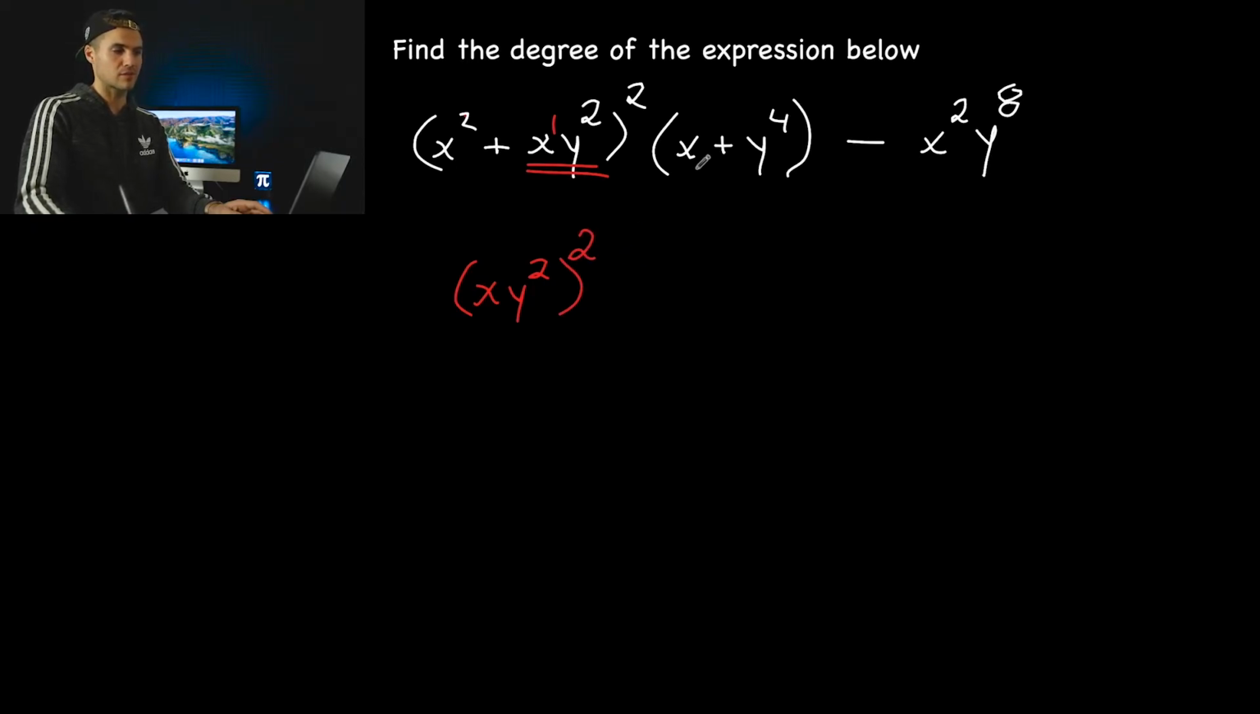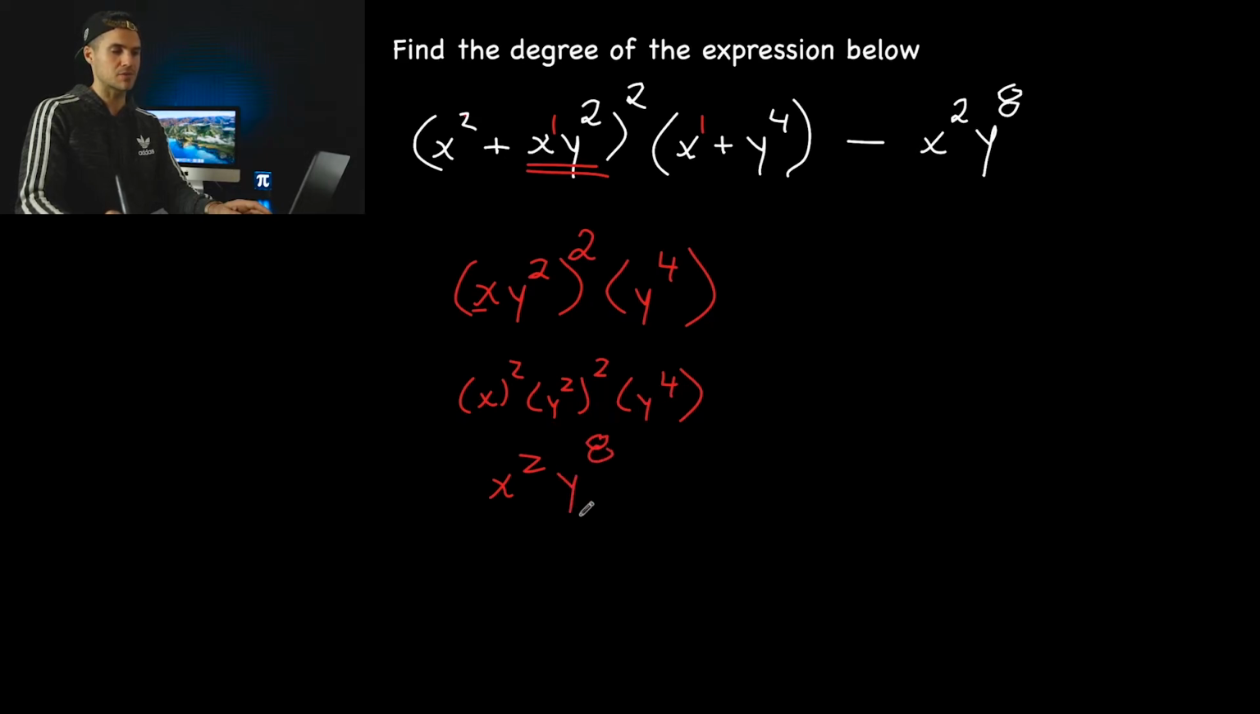And then in this factor here, what's the highest degree? We have x to the 1 and y to the 4. Well, it's obviously the y to the 4. And then if you expand this, this 2 gets distributed to both of these expressions. So this is going to be x squared. This is going to be y to the 4 times y to the 4, which gives us y to the 8. We would add the exponents. But notice that we had this minus x squared y to the 8 the whole time.